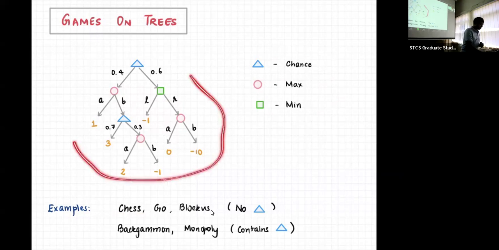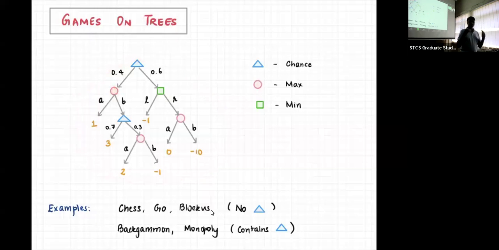Now, what is this game tree? Each node in the tree represents a state of the game. If you think of chess, it could be a certain configuration of the play. From that state, depending on whoever moves, the game goes to a different configuration. So each node is partitioned into three types. It could be a chance node represented by a triangle, a max node represented by this pink circle, or a min node represented by a square. When it is the minimizer's node, it's the minimizer's turn to play. When it is the maximizer's node, it's the maximizer's turn to play.